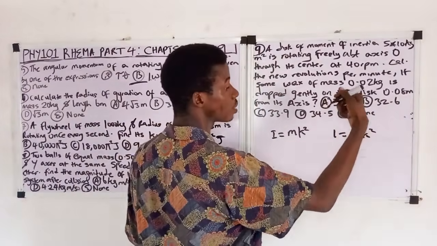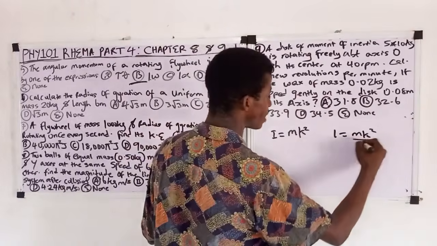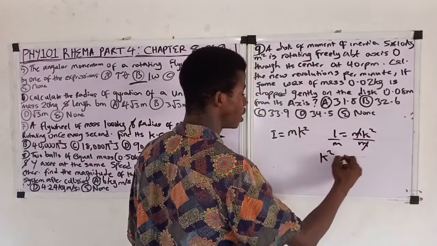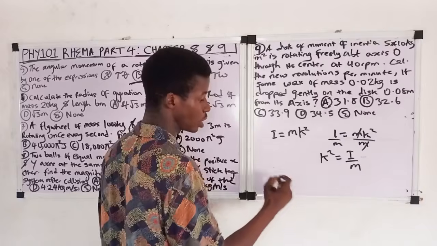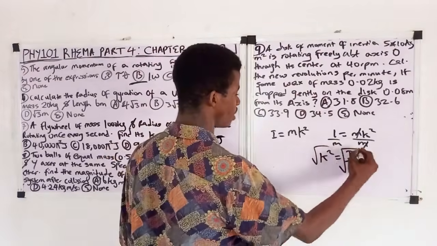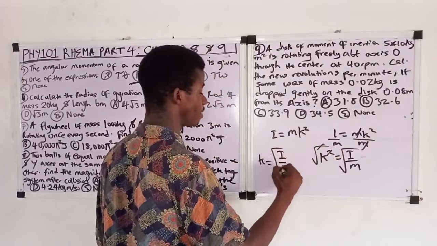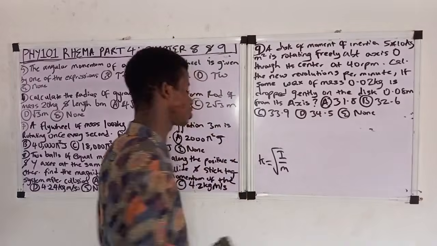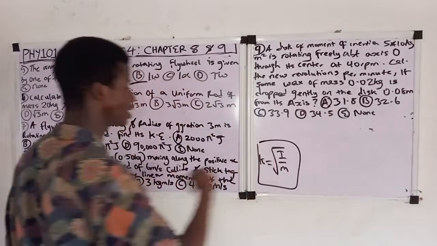Now let's make K stand alone by dividing both sides by M. This M will cancel that M. So K squared equals the moment of inertia divided by the mass of that body. We are looking for K, so take the square root of both sides. K is equal to the root of moment of inertia over mass. This K is known as the radius of gyration. So this is the formula for radius of gyration. Very important, okay? Now let's continue.